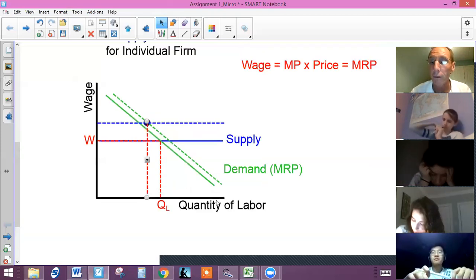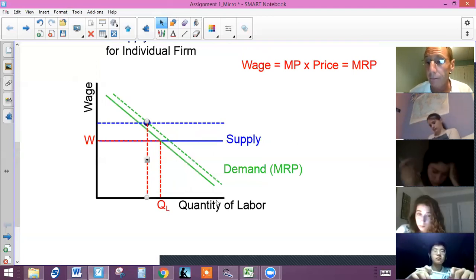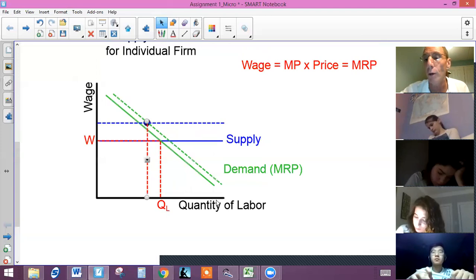If wages go up, firms are going to hire less workers, right? That's just what, theoretically, is going to happen. And there's many, many other variables.